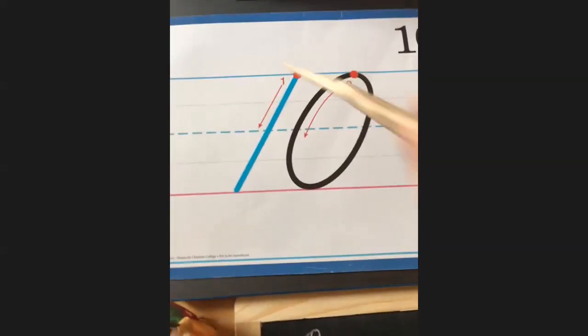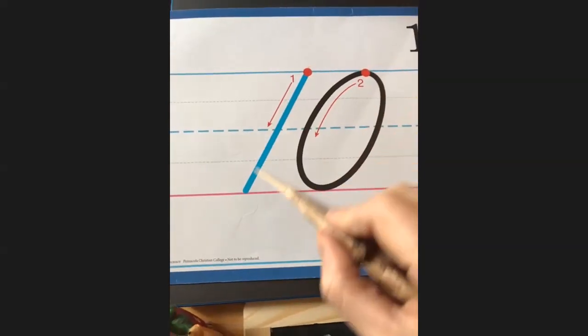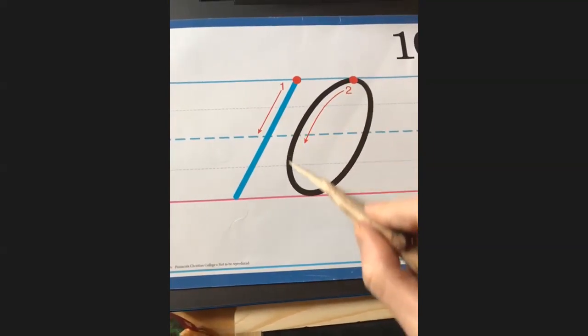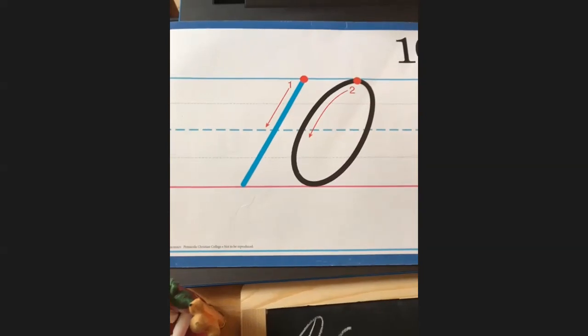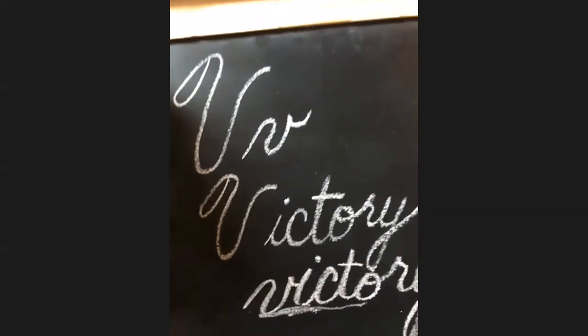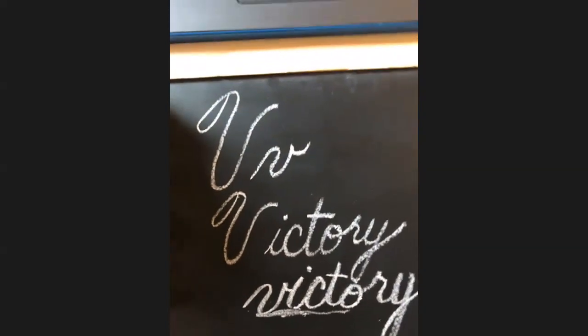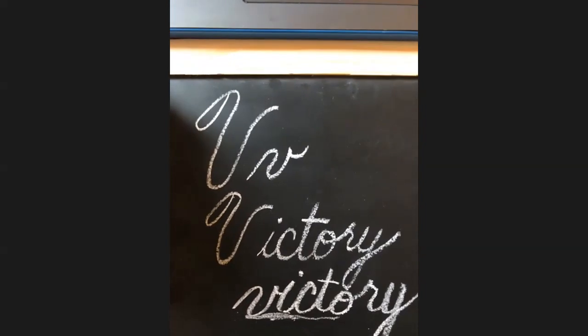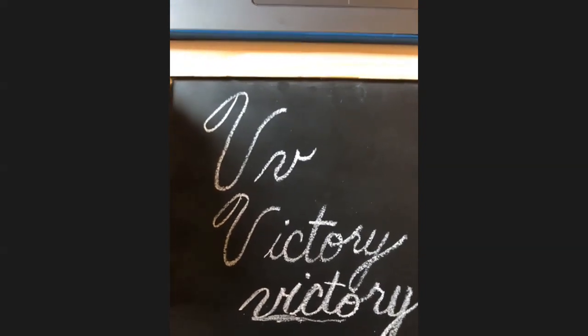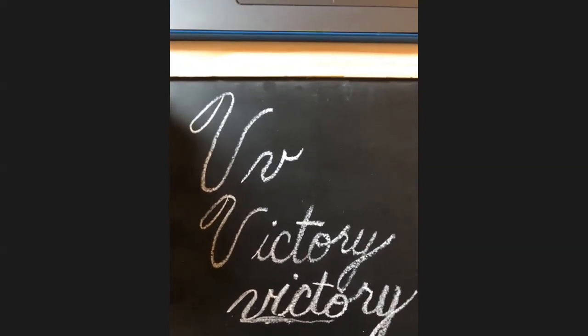Here's number 10. Down, and then we get to do our 0. We go around this way. Okay. So I just wanted to show you a few things in our penmanship. And then we're going to go ahead and do a little bit in our other language arts.